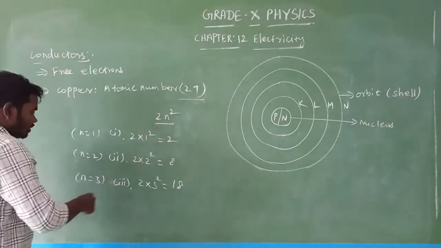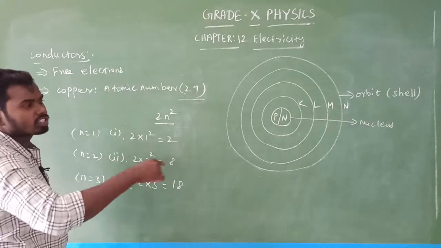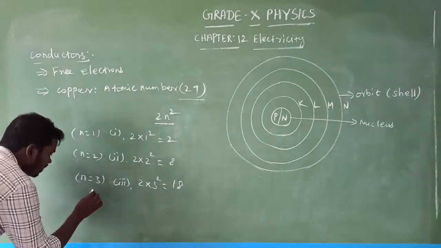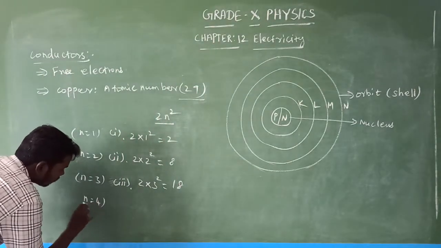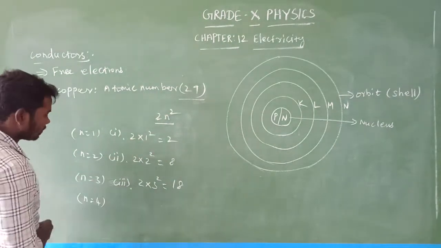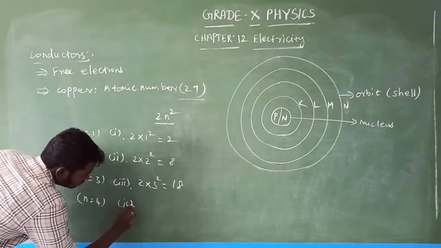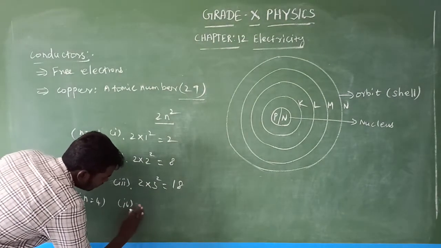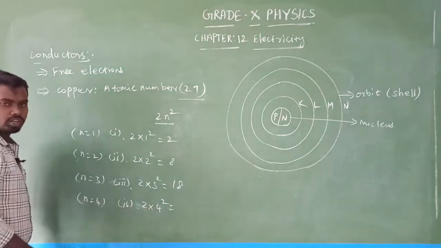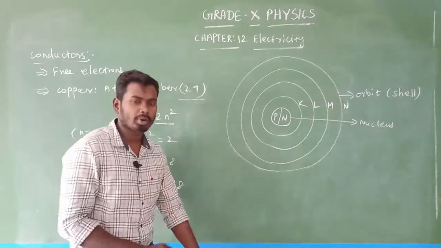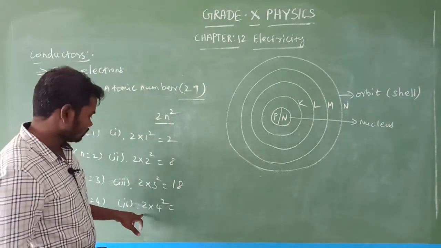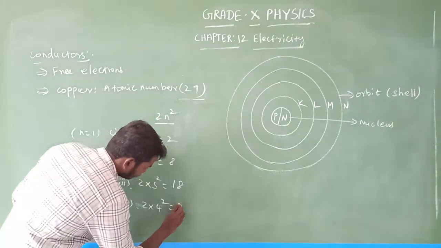Okay, next take the fourth cell, which means the last one, that is the N cell. So here what is the n value? The n value will be 4 because the fourth orbit is the N orbit. So what will be the value? 2 into 4 square, because the n value is 4. So 2 into 4 square is equal to how much? 4 square is 16. 4 into 4 is 16. So 16 into 2 is 32.